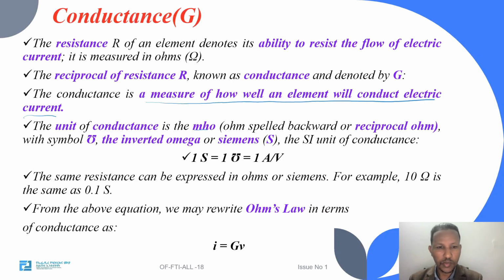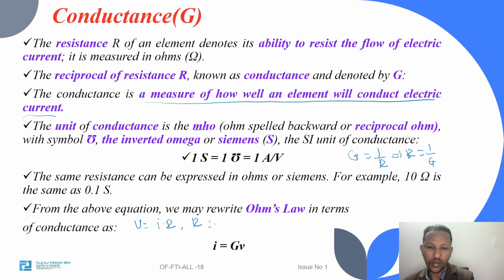So G is the reciprocal of resistance, that means 1 over R. Or if you have the conductance at hand, you can determine the resistance by simply taking the inverse of conductance. Ohm's law also holds true for conductance. We know that voltage is given by I times R. We know R is 1 over conductance, so we can represent V as I over G.